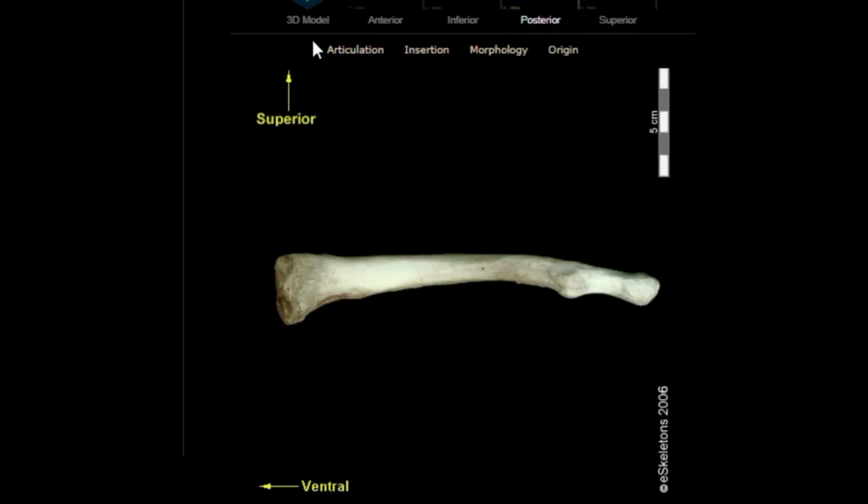In the posterior aspect, we have articulation of the sternal facet and insertion of the trapezius muscle. And we have morphology of costal tuberosity and conoid tubercle view, and the origin of the sternocleidomastoid muscle here.